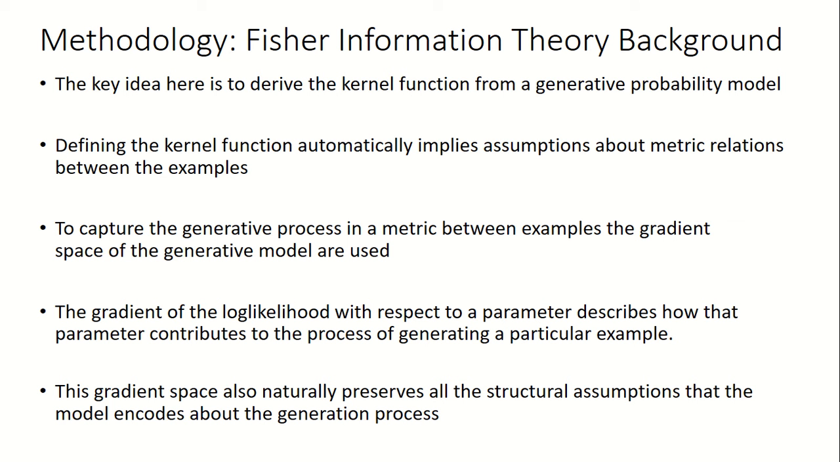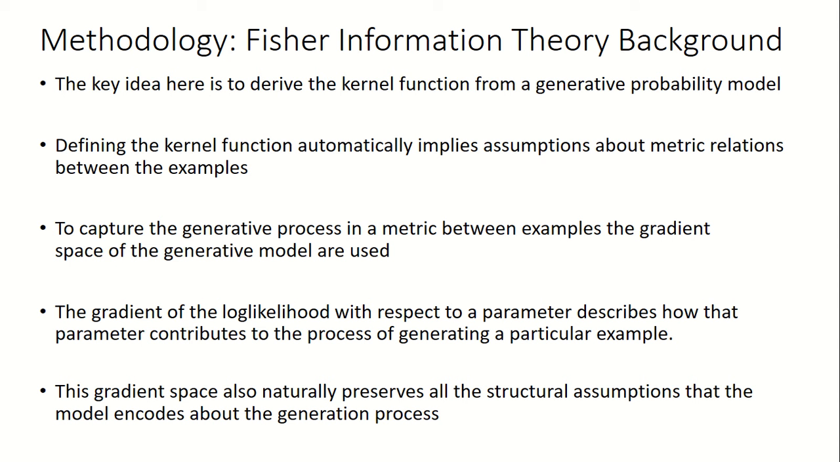So defining a kernel function automatically implies an assumption about the metric relation between the examples. Otherwise, we cannot call it a kernel, right? So to capture the generative process in a metric between examples, the authors use the gradient space of the generative model. The gradient of the log likelihood of your generative model with respect to parameters describes how that parameter contributes to the process of generating a particular example.